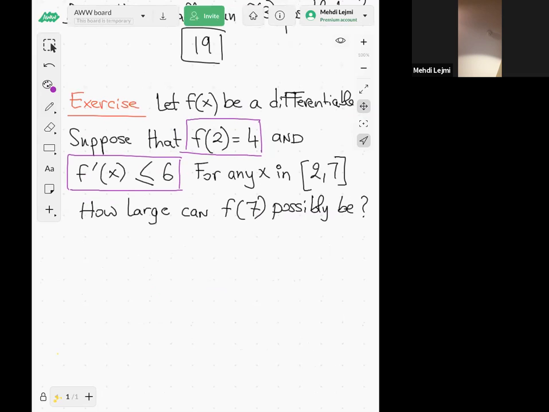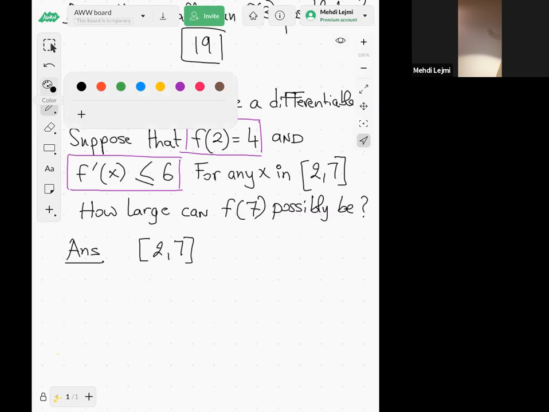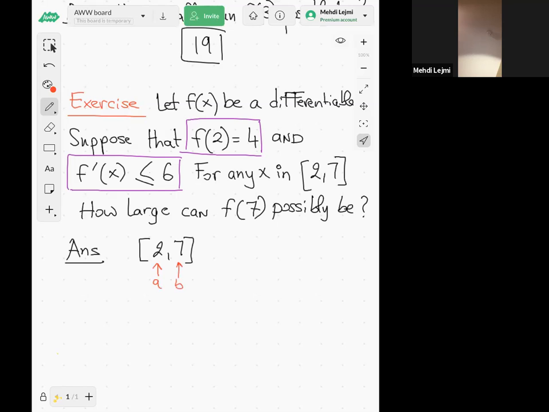So you have this interval [2, 7]. So the 2, that's A. The 7, that's your B. All right. So here's the answer. The interval is [2, 7]. So the 2, this is my A, and the 7, that will be my B.